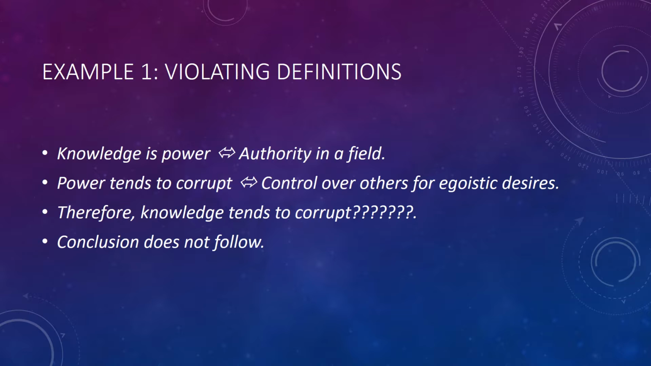To save time, we only define power. This word is used twice. In the first instance, in its essence, it means authority in some field of research. We call it power of type 1. In the second instance, in its essence, it means the control over others for satisfying egotistical ends. We call it power of type 2.